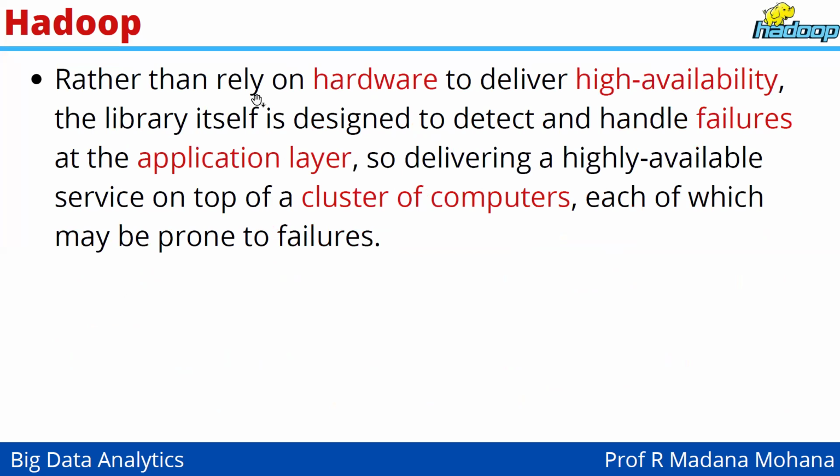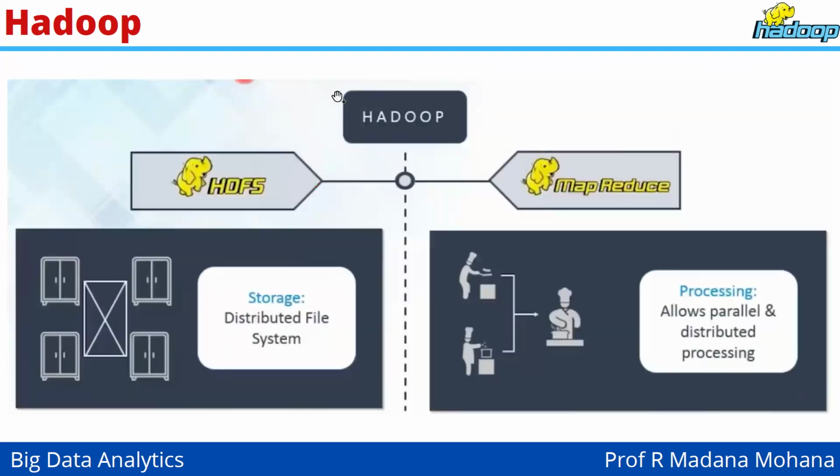Rather than rely on hardware to deliver high availability, the library itself is designed to detect and handle failures at the application layer. So, it delivers a highly available service on top of a cluster of computers, each of which may be prone to failures. If you look at the components of Hadoop, it majorly consists of two important components.